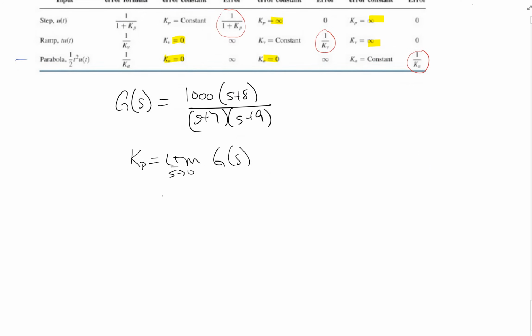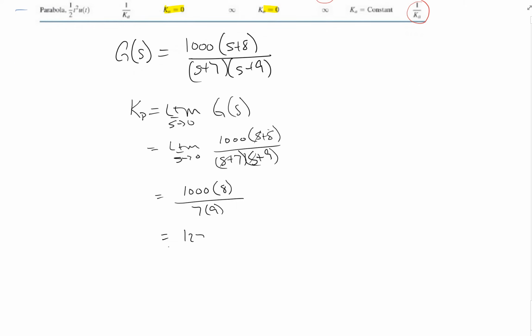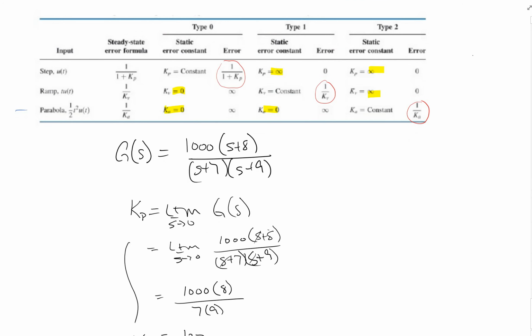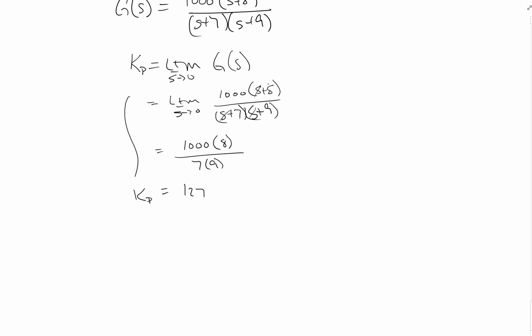In this particular case, that's going to be the limit as s goes to 0 of 1000 times (s plus 8) over (s plus 7)(s plus 9). Of course this is the limit as s goes to 0. These s terms drop out, and what we end up with is 1000 times 8 divided by 7 times 9. We work that out, and it comes out to be 127, which is our Kp. Now, we take our Kp back into this equation, and we end up with the steady state error for that.